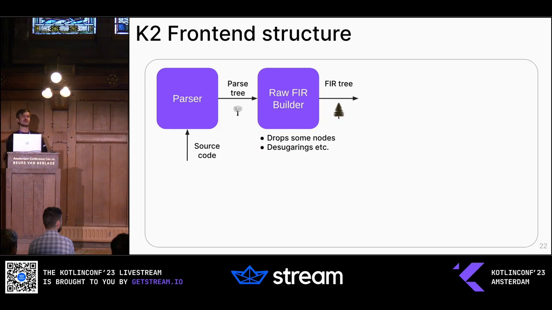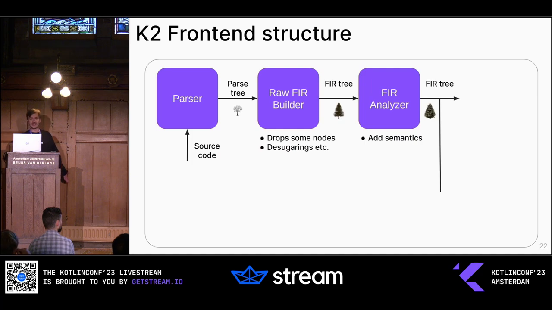Front-end IR means front-end intermediate representation, and it's a base structure for the new compiler front end, the K2. This tree is a kind of abstract syntax tree, and abstract means here that we drop some nodes, like comments, which are not important for the compiler's work, and perform some additional desugarings. For example, we replace all if statements in the code by when statements, just for convenience of analysis, and so as not to repeat this analysis twice. Then the main part runs, the front-end IR analyzer, and it adds semantics and stores it inside the front-end IR tree. So effectively, it becomes an abstract semantic graph after this modification.